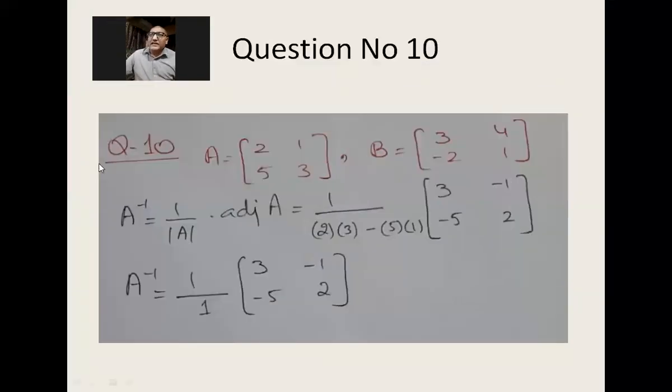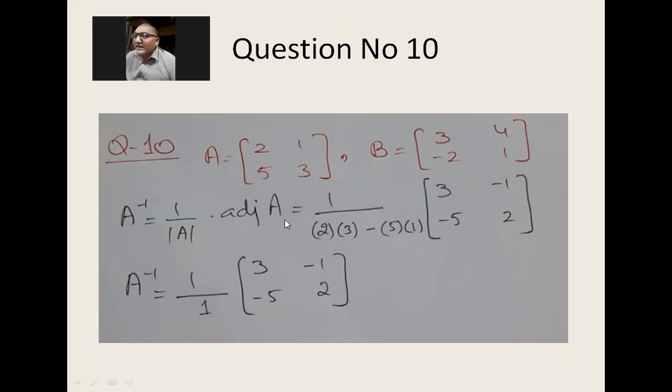The question number 10, and here we have the A is given, the B is given, note it down. And the first part of the question is, find the A inverse. You know, A inverse is very simple. It has a formula. A inverse is equals to 1 by A determinant into adjoint A, and 1 by A determinant, you multiply these two members along this diagonal, minus you multiply these two members along this diagonal. So you will have 2 into 3, 6, minus 5 into 1, that will be 5. So 6 minus 5, that will be 1.